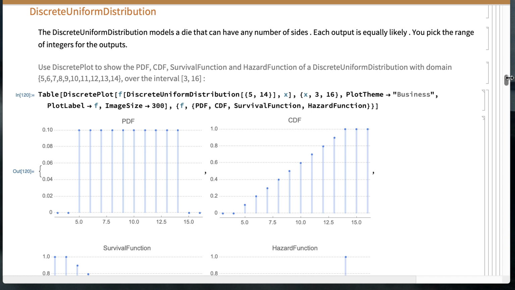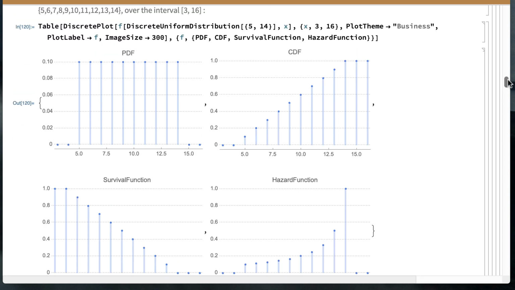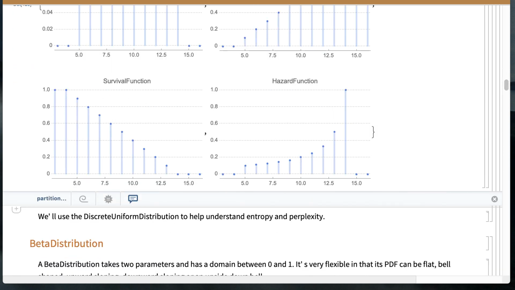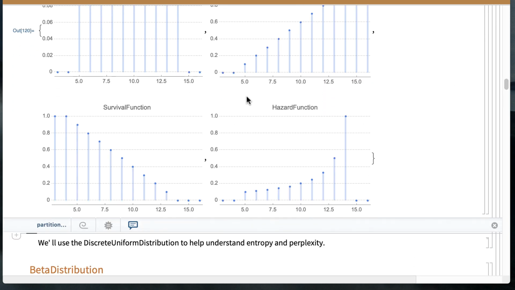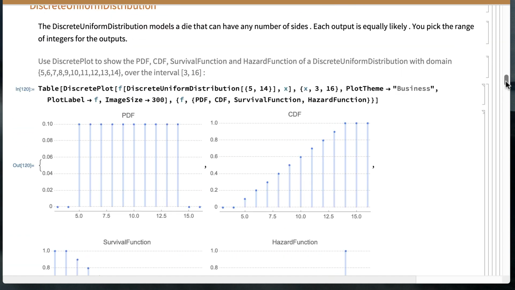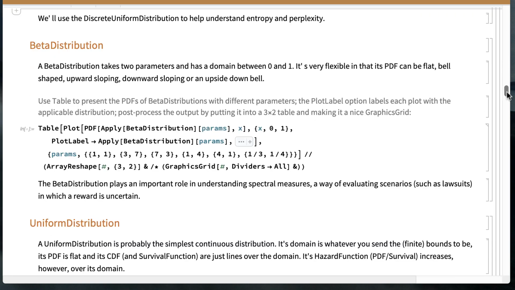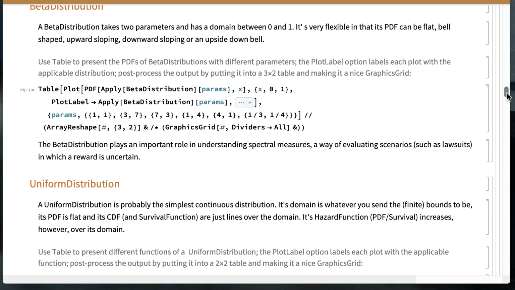The survival function, you remember, is simply 1 minus the CDF. So that's kind of we could almost flip this over to see it. And the hazard function, you remember, is the PDF divided by the survival function. And that's a picture of the hazard function of the discrete uniform distribution.